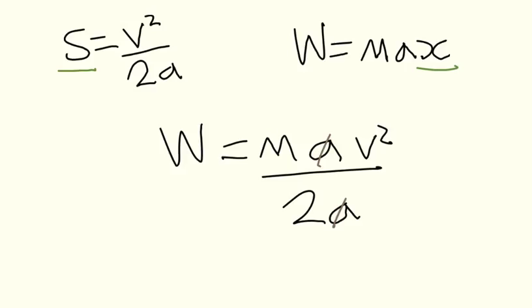We have W, which is kinetic energy, and then we have 1 over 2, that's our half, times m, times v squared. So write it up neat and it all looks great. That's the answer to our derivation.